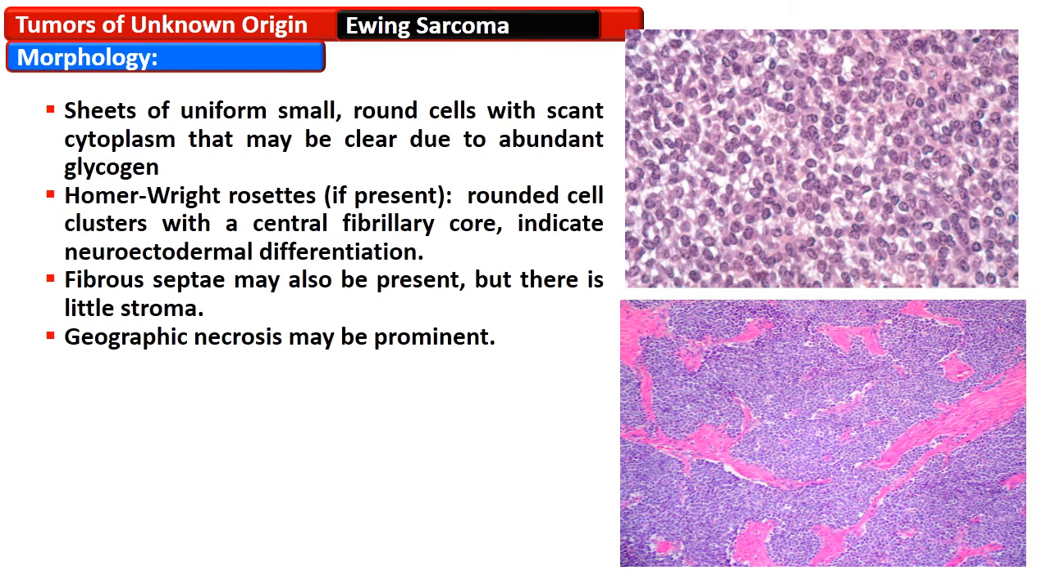The vascular network is well developed in these tumors. Sometimes the neoplastic cells arrange themselves around a vessel and form a pseudo-rosette-like structure. And exceptionally, true rosettes are also formed, which are termed Homer-Wright rosettes. These are neoplastic cells surrounding a central fibrillary core.